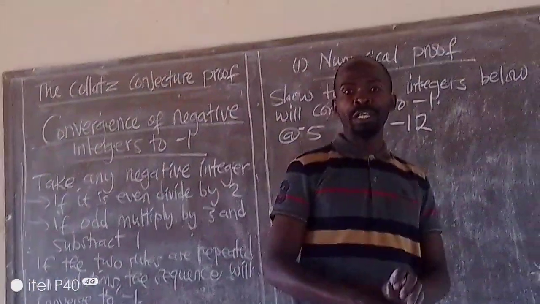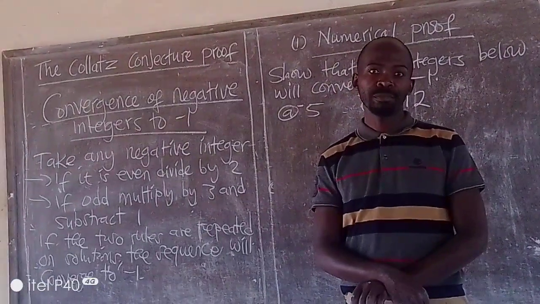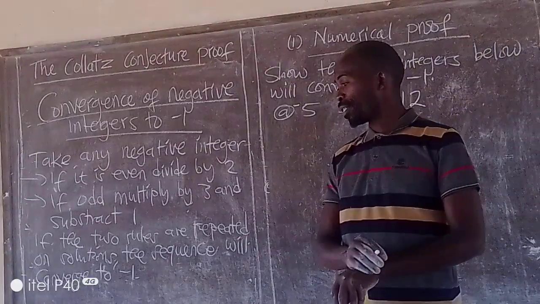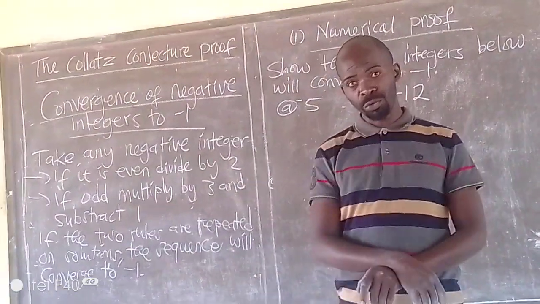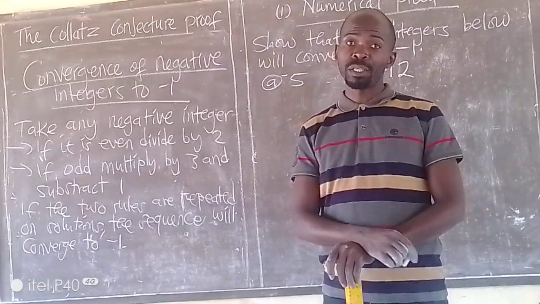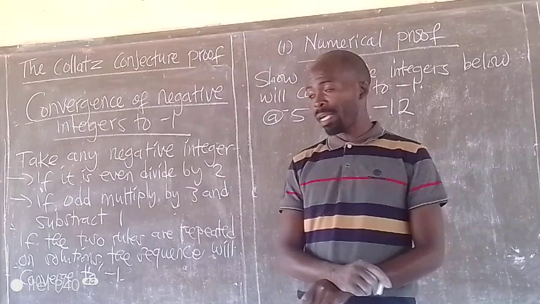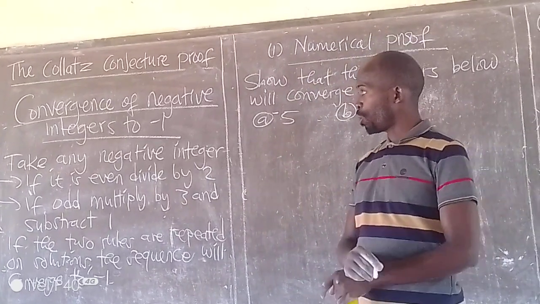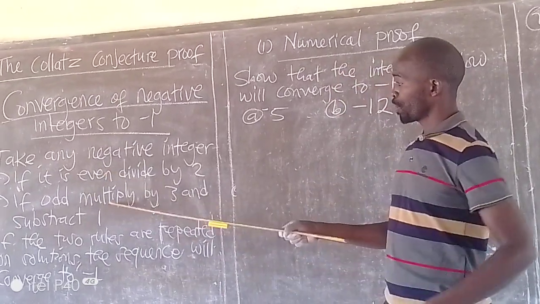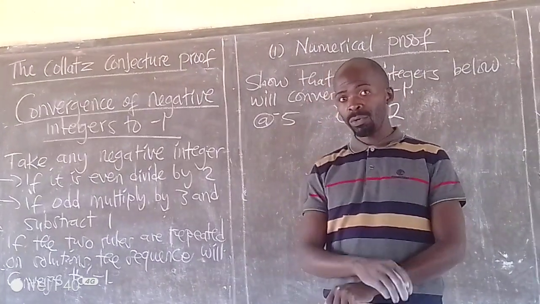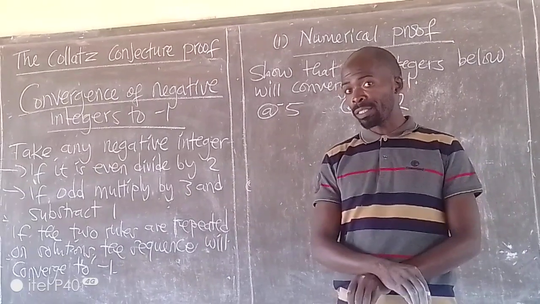There have been a number of studies on the convergence of the negative integers. So far, there hasn't been any study that has illustrated or shown that the negative integers converge to a particular integer. I have tried my best to look at these negative integers and came up with two rules that show that all negative integers converge to negative 1.